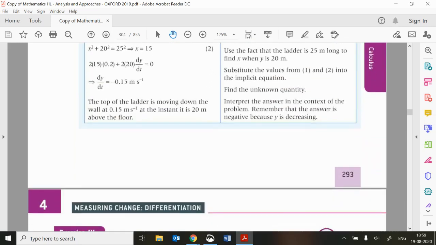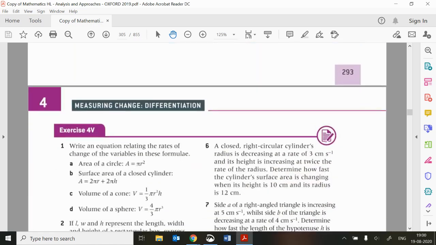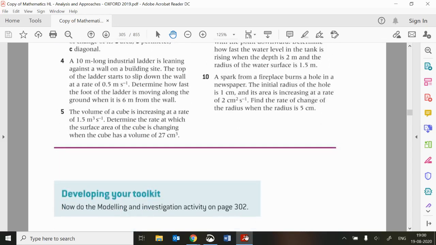Okay, so there we go. Let's just see. Yeah, it's giving us minus 1.5 meters per second there. You can see that they haven't rearranged to make dy/dt there either. Okay, so there's that done. You've now got 10 questions to practice on there.